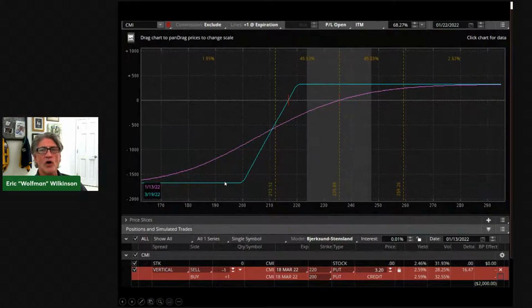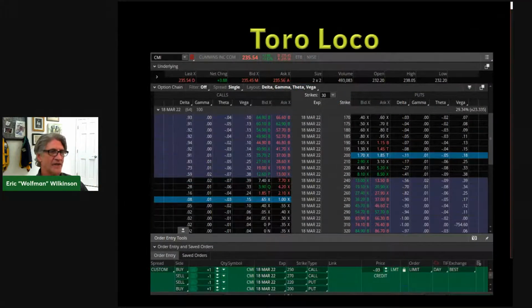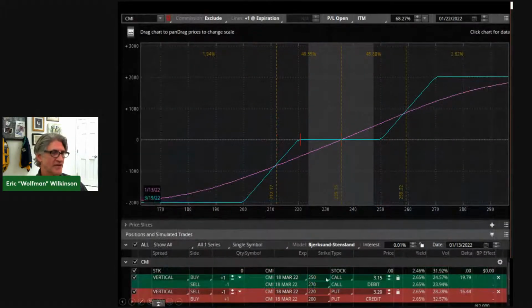Yes, your risk is more, your reward is less, but your probabilities of success are much better with this, and that's why the risk parameters switch. Now, if I squish these two together, I'm going to get the Toro Loco built together for a small credit. I wanted to have this one up because this smashes the call spread, which was for a debit, and the credit spread, which pays for that debit.